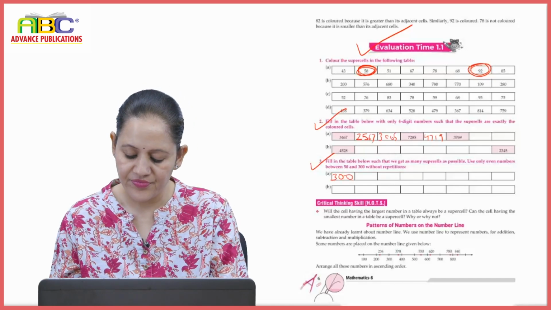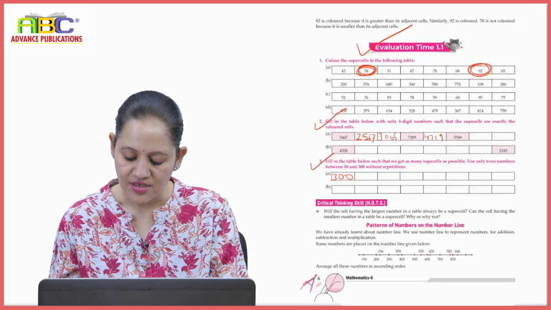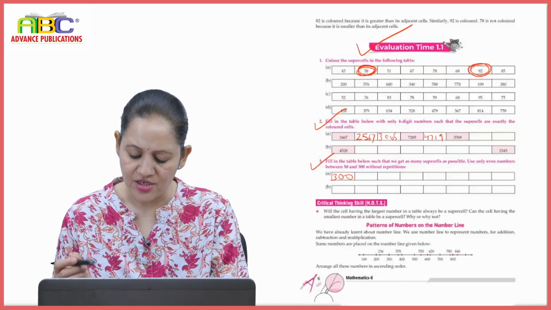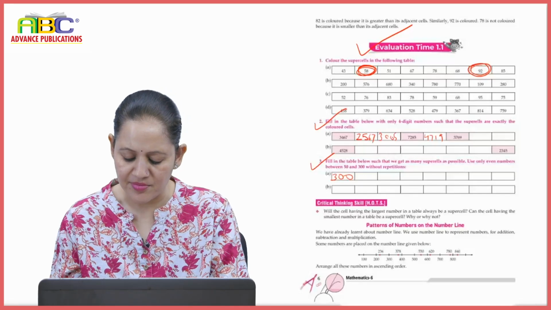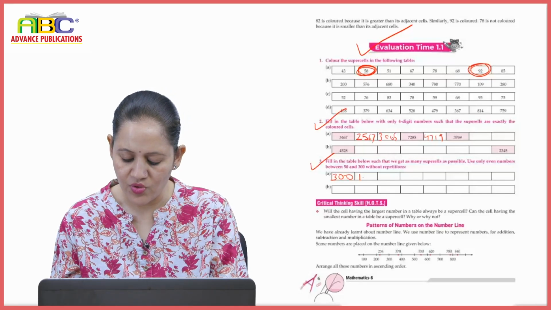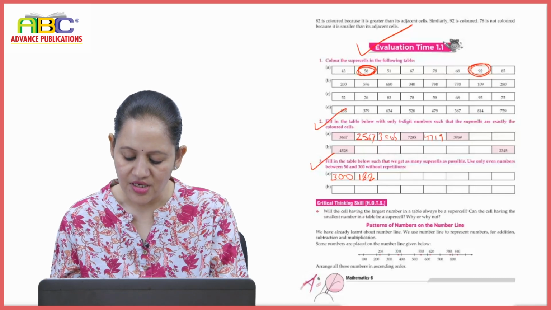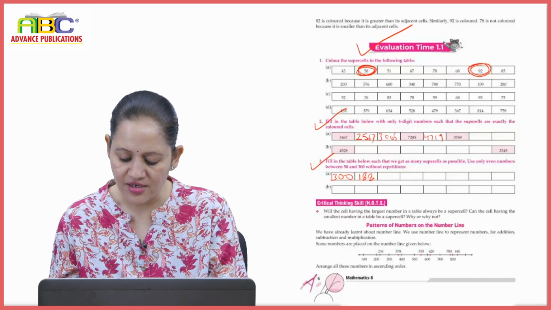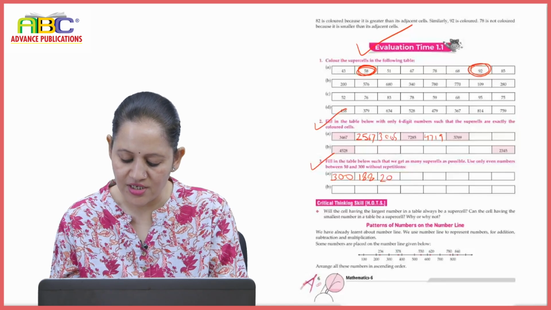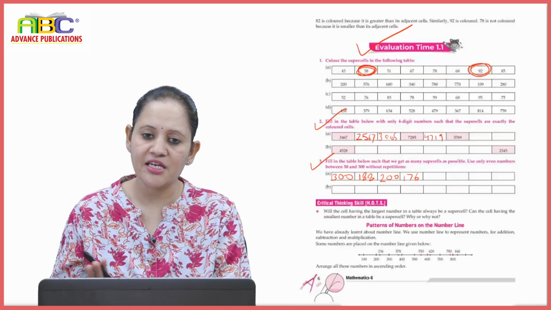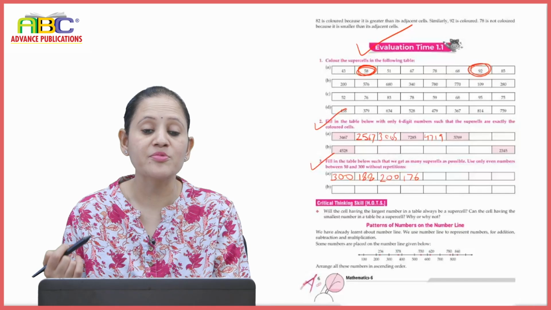And whichever number comes here should be less than 300. You can write any random number like 188 you can write, and here the number you can write 200, 176. Like this you have to fill the numbers randomly, any number, so that you can get the maximum supercells. Clear?